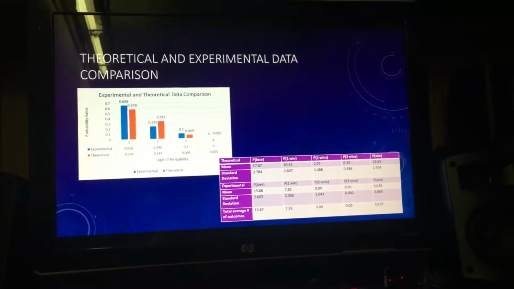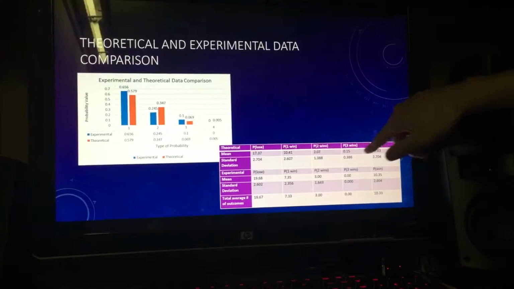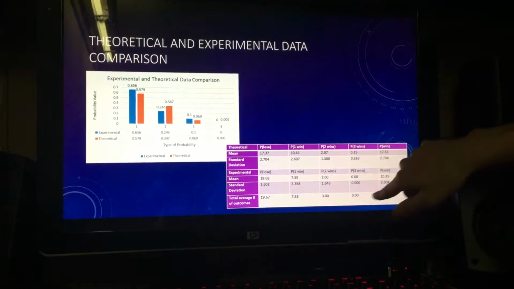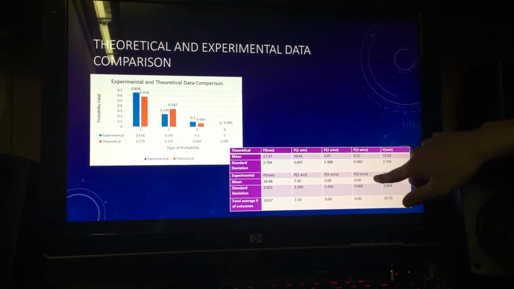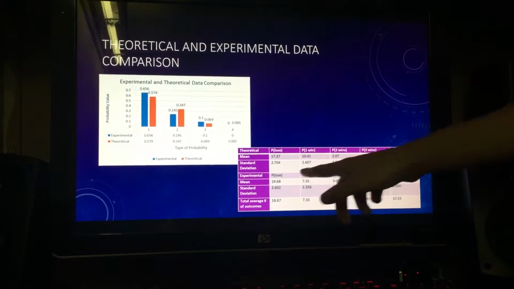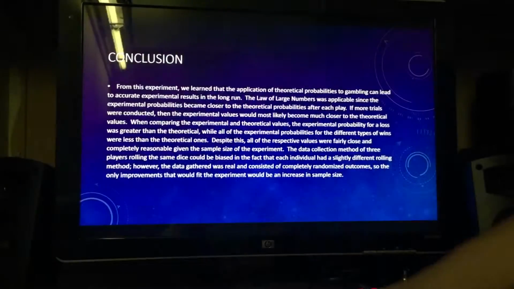And when comparing them, the theoretical values are, as Chris described earlier, shown here. And then the experimental values were determined down here. And you can see the slight differences, as in no one actually wins 3 times. And we can see the slight differences along each of the probabilities and their actual outcomes.